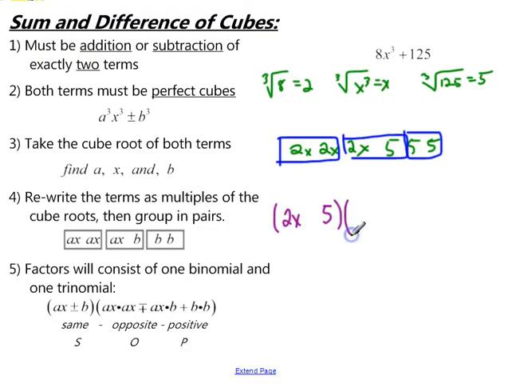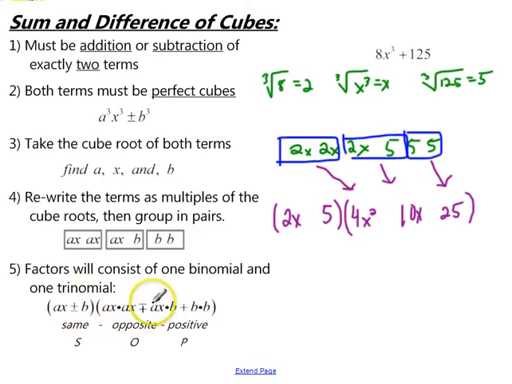And then the way you're going to get the trinomial, the one with three terms, is you're actually just going to multiply each pair. So multiply the 2x times 2x, and that'll give you 4x squared. The 2x times 5, and that'll give you 10x. And then the 5 times 5, and that gives you 25.